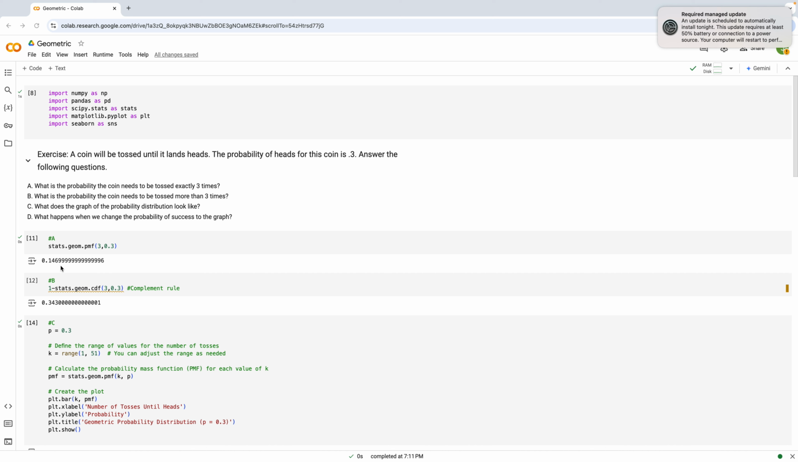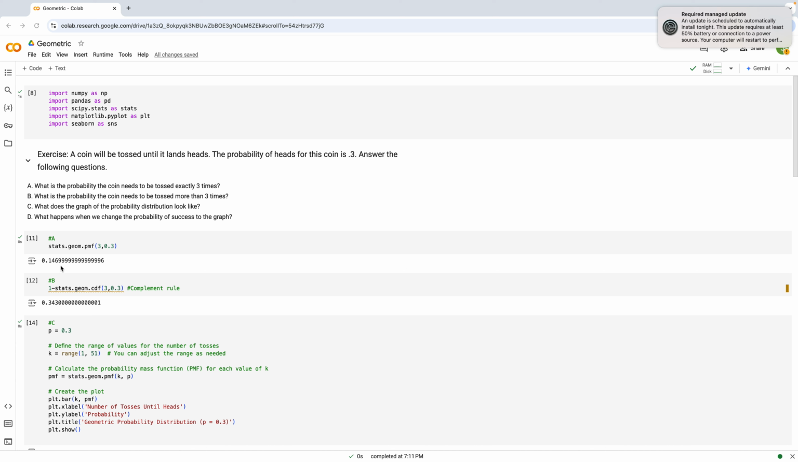Now I ask the question, what's the probability it takes more than 3 times? Now remember, in part A, we only calculate the probability of exactly 3 times, so it's not 1 minus 14.6%. It needs to be a little bit more involved than that, because remember, the coin could be tossed once, it could be tossed twice, or it could be 3 times. That would be the complement of the event.